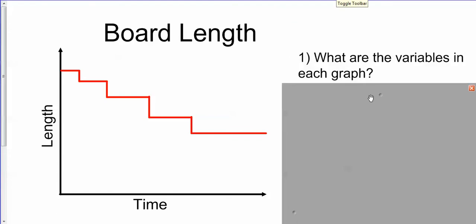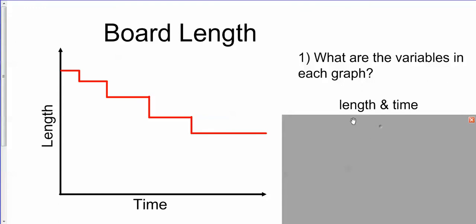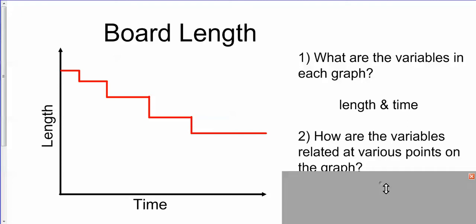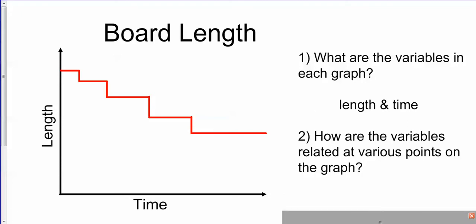So what are the variables in each of these graphs? What are the things that are changing? Well, that's the length and the time. The length is changing, see how it's going down, and the time is changing. It could be after a minute, after 2 minutes, after 3 minutes. That time is changing. How are they related at various points on the graph?